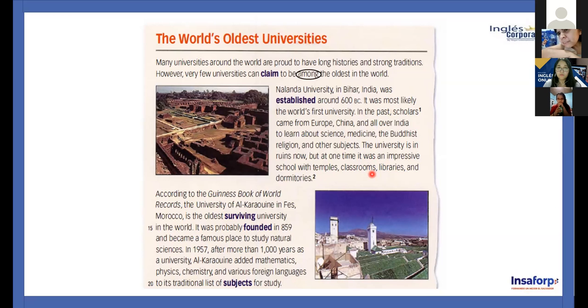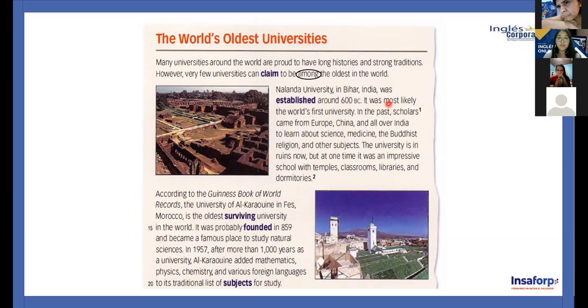Okay, this is an example of a great wonder of a university, that it was around 600 BC, before Christ, right? So it had different scholars, erudite people we can say, that came from Europe, China, and all over the world to learn science, medicine, about the Buddhist religion, and other subjects. Okay, I don't know if you want to help me, Emily, with the reading.